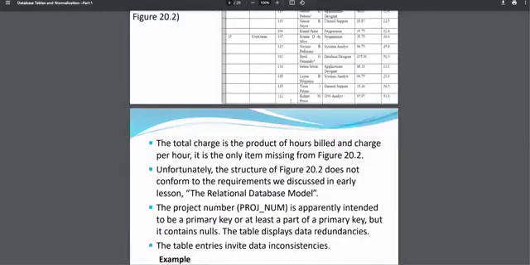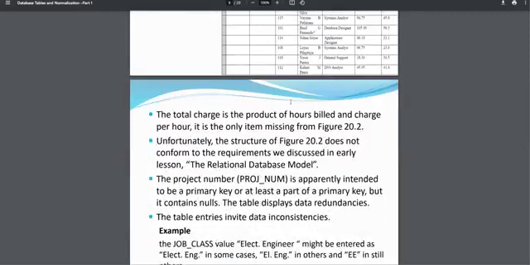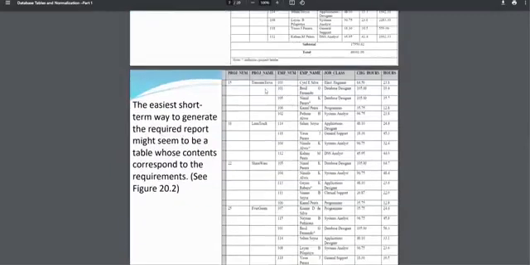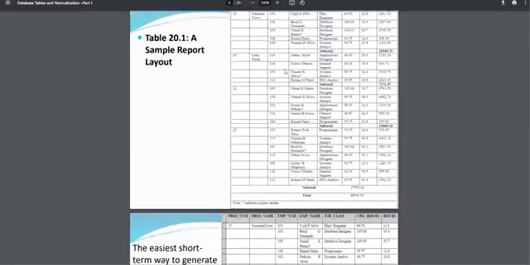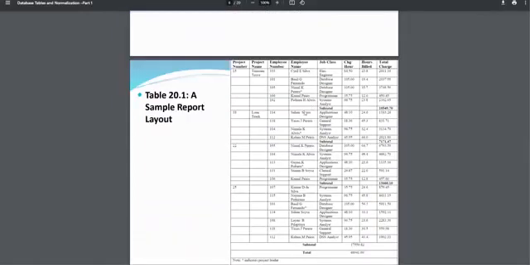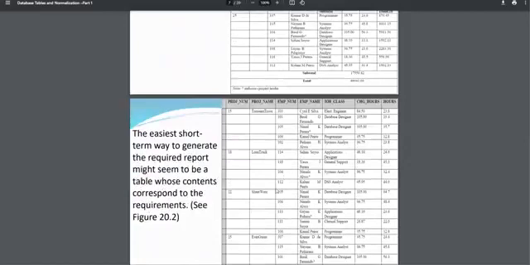Then we mentioned some characteristics. We have mentioned some characteristics at 20.1. Look at here, 20.1. After that, this is 20.2, right? Figure.